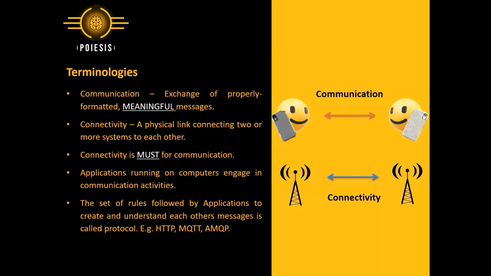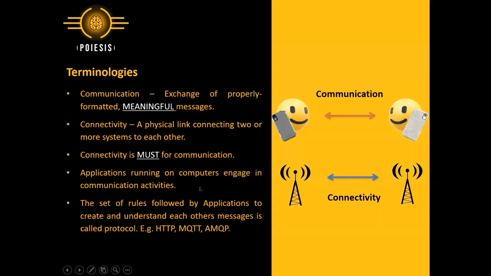Communication is an activity where two persons or two systems engage in the exchange of properly formatted, meaningful messages. Take a note of the word meaningful. Messages have to be meaningful. Connectivity is defined as a physical link connecting two or more systems to each other, and these physical links facilitate exchange of messages. Connectivity is a must for communication.